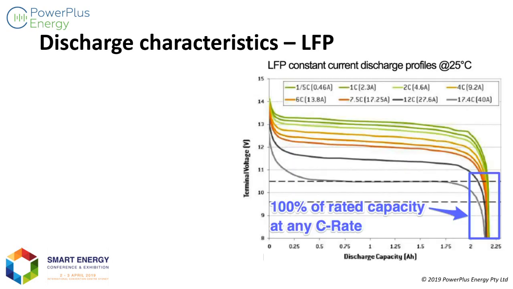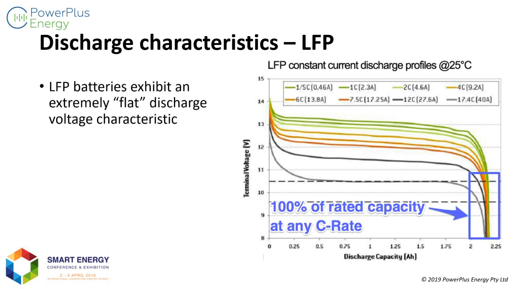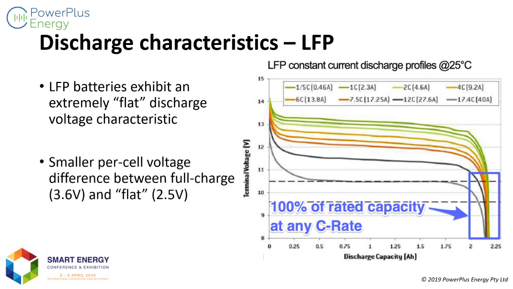The lithium ferrophosphate, on the other hand, has a much flatter characteristic, which is why I like to use them in my designs. And you will see that from top to bottom, you've got 3.6 volts down to 2.5 volts. There's only a 1.1 volt per cell difference. So if you've got 16 cells in series, you're not talking about huge voltage changes. And so your inverter and your chargers don't have to work particularly hard to keep everybody happy.